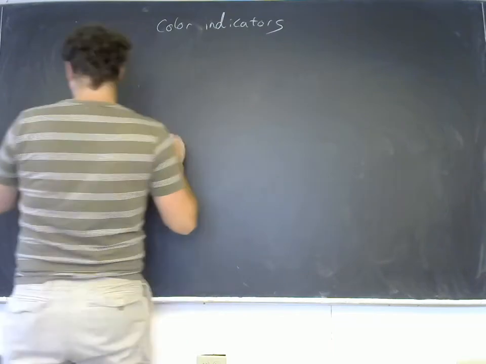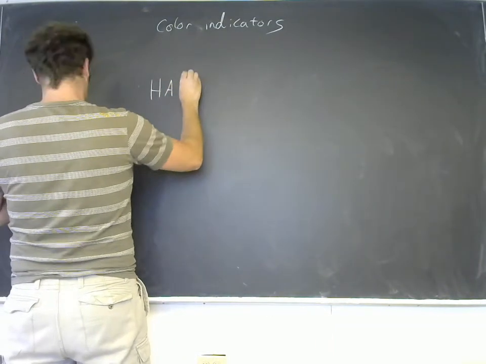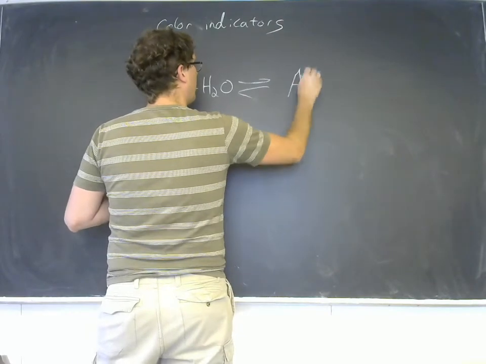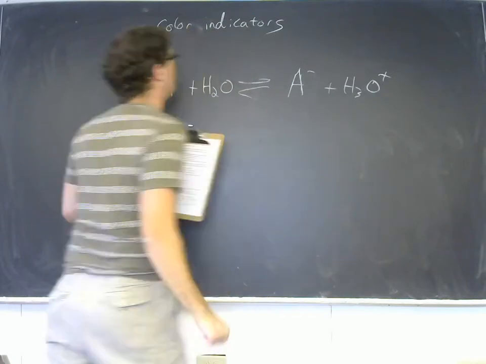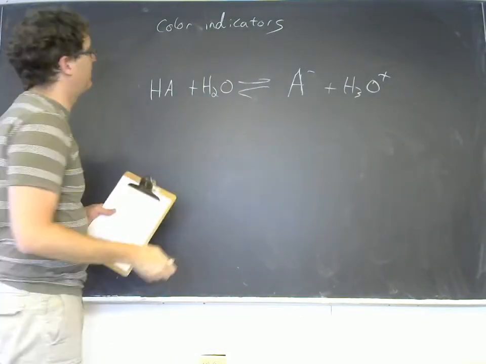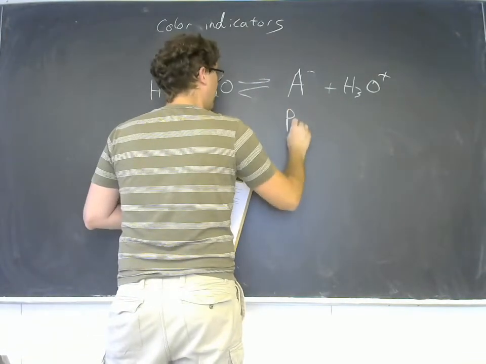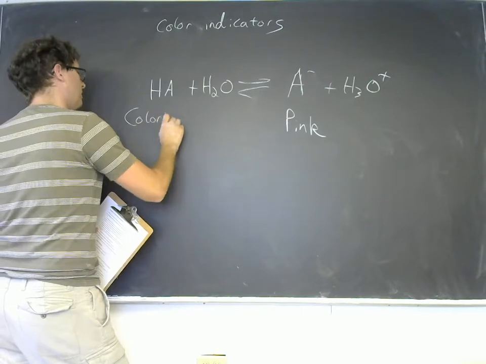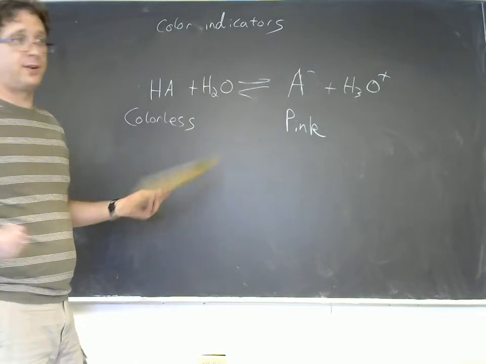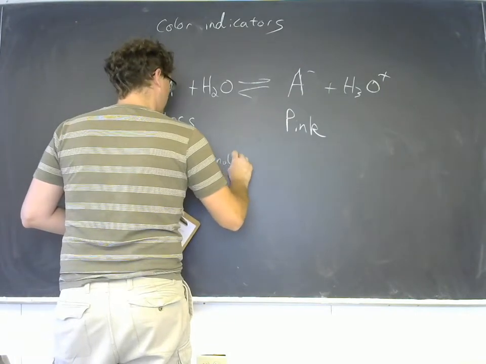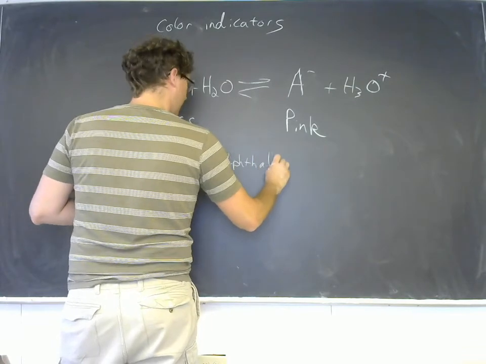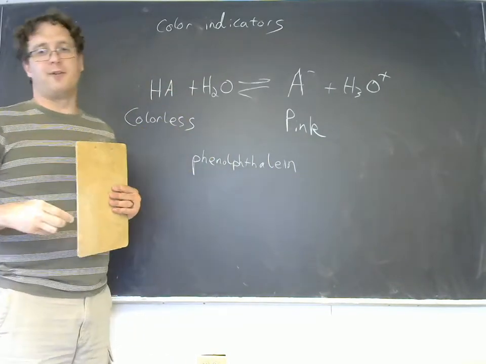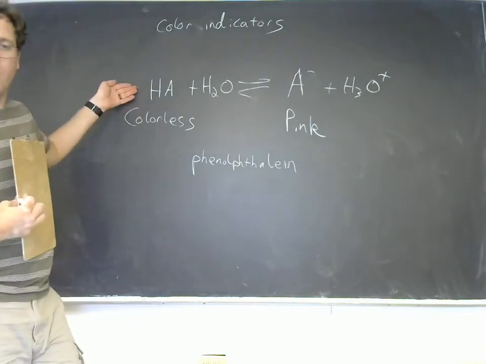So you would have HA in equilibrium with A minus plus H3O plus. What makes a color indicator effective is that they have different colors. Let's say maybe the A minus form is a vibrant pink color, and the HA form is colorless. This is how the color indicator phenolphthalein works. Phenol, P-H-T-H-A-L, is it E-I-N? We'll see in a minute. I always forget. But phenolphthalein's acidic form is colorless and its basic form is pink.